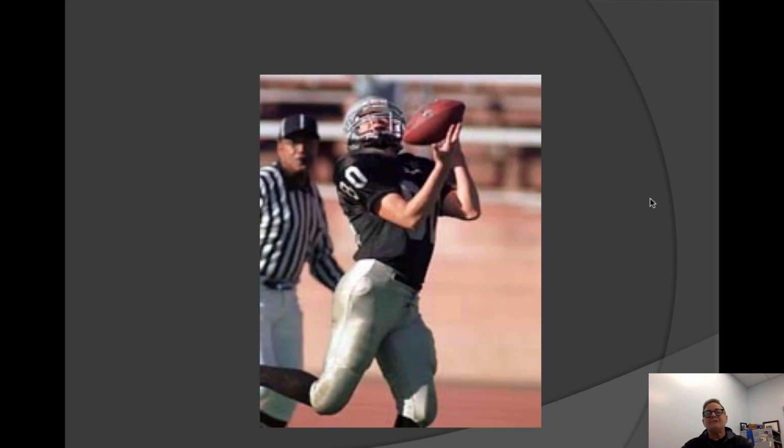And finally, catching would be an example of an open skill because the ball is in motion and you have to predict the relative speed, spin, direction of the ball. These are called the parameters with which the ball is moving.